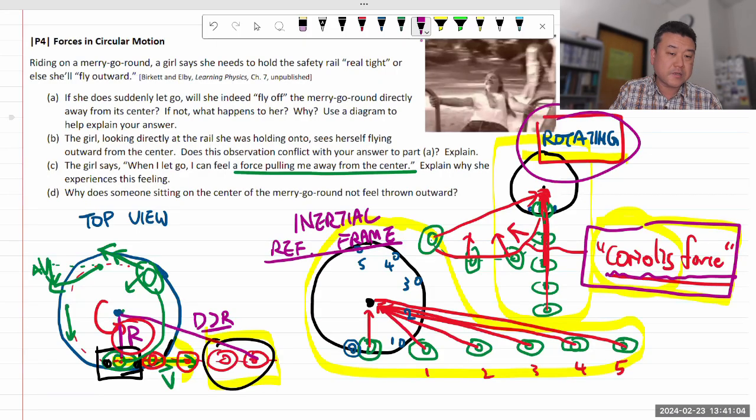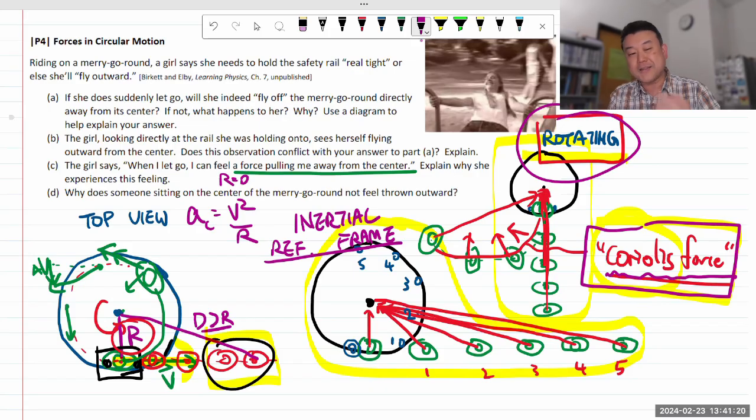For part D, why does someone sitting on the center of the merry-go-round not feel thrown outward? It's because the formula for centripetal acceleration is v squared over r. And actually, this version can be a little bit deceptive because you'll say at the center, r is equal to 0, so why doesn't this blow up? So let me write the other version, which relates it to the radius and what's called the angular velocity, the amount of radians per second. And here it would be angular velocity omega squared.